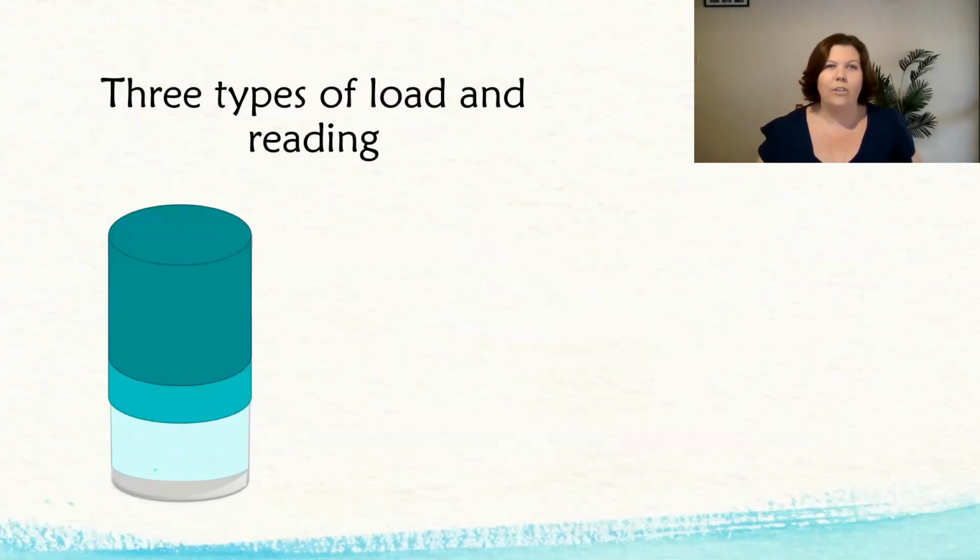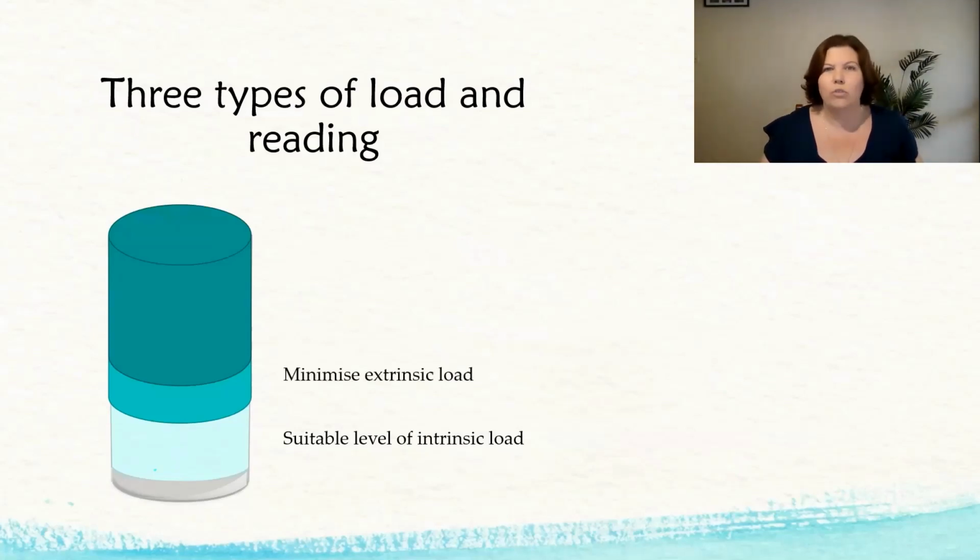So looking at the 3 types of load in reading, what are we aiming for? We need a suitable level of intrinsic load, a good match between the background knowledge and skills of the student and the text we want them to read. We really need to minimize extrinsic load, and sometimes that means pulling back on the expectations.